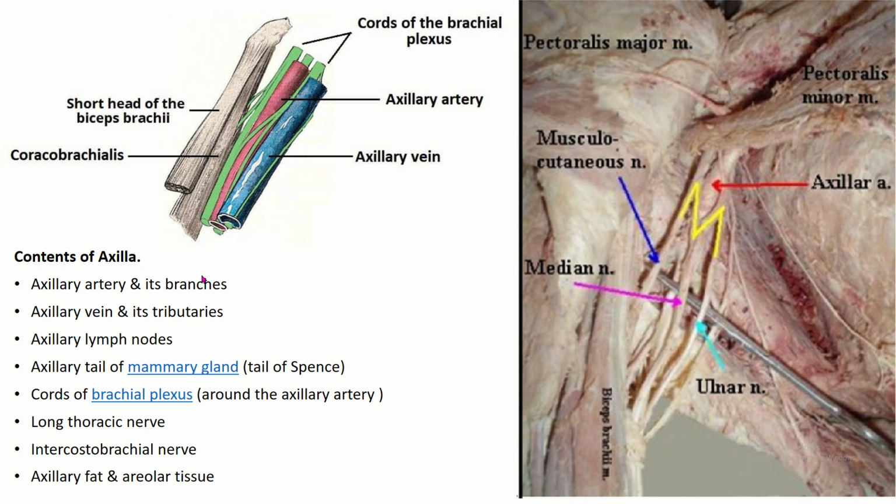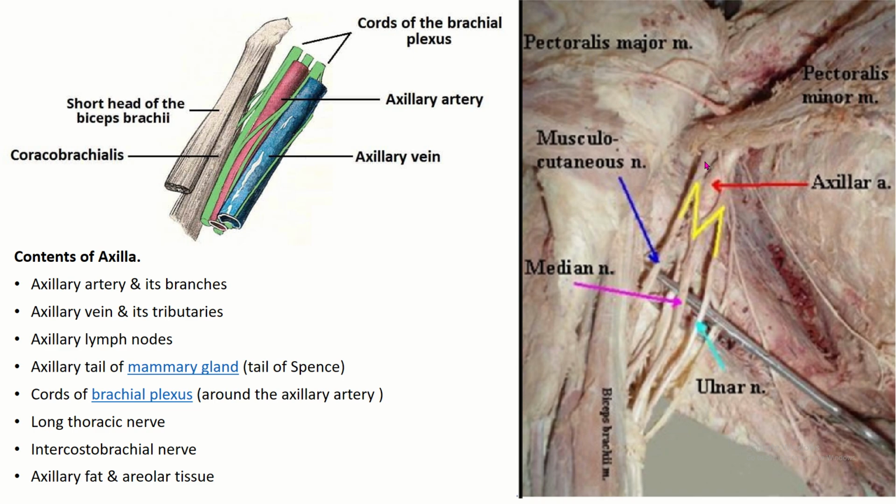Now the contents of the axilla. In the axilla, you can easily identify the axillary artery due to its firm consistency. It is very important to identify the axillary artery because the cords of the brachial plexus are situated around it. In the medial part of the axillary artery, the medial cord is present, the lateral cord is present, and posterior to the axillary artery, the posterior cord is present.